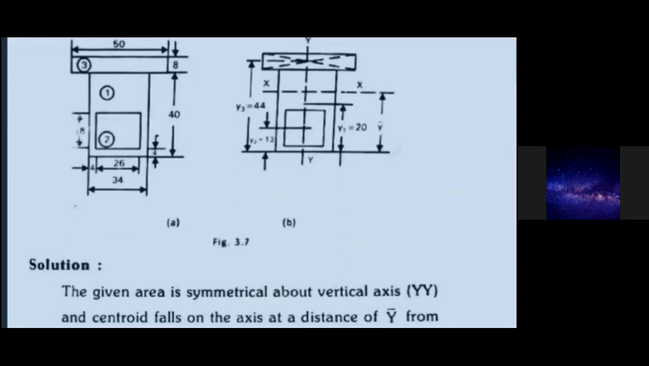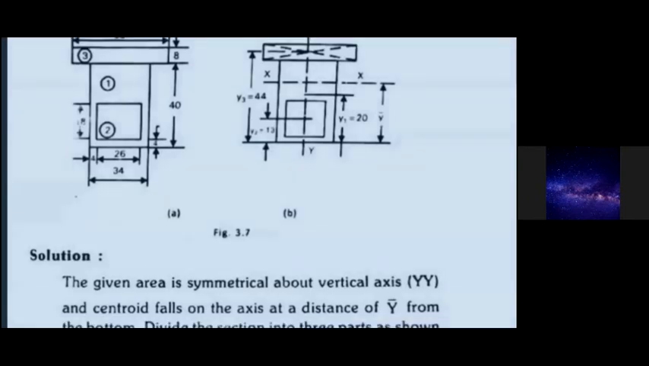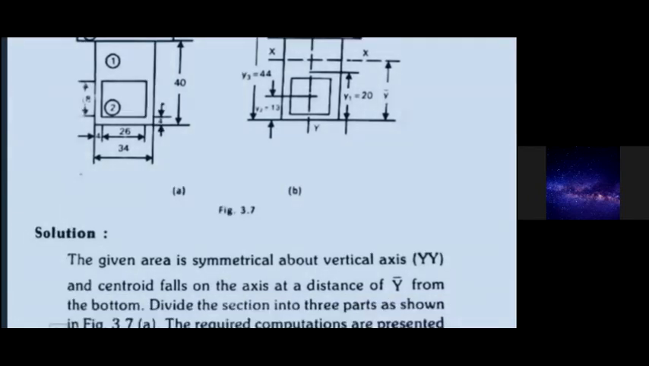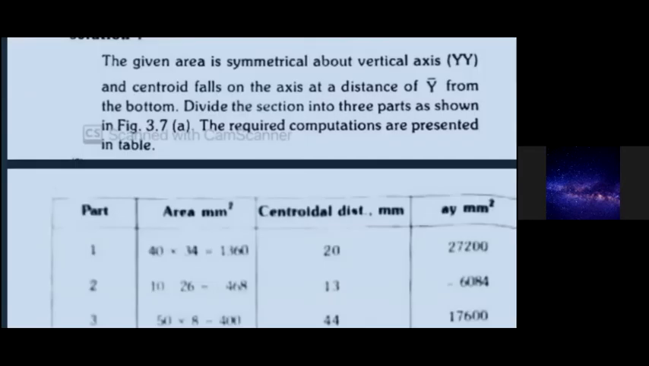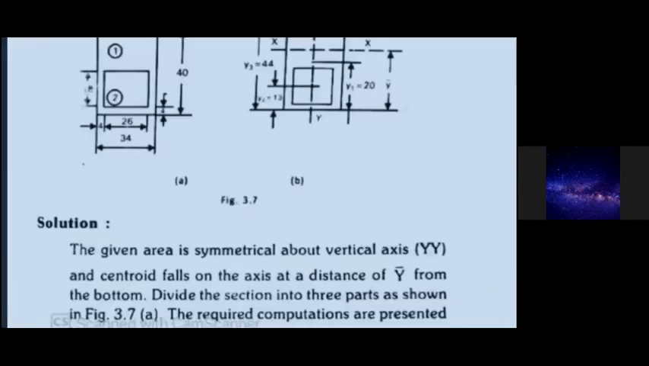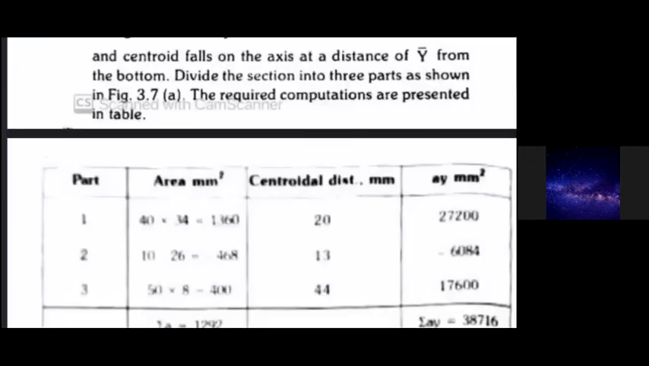And the centroid of part 2. This part 2 is a square. So from bottom it is half of 18, that is 9, plus the distance from the x-axis to the base of this square, which is 4 mm in the figure. So 4 plus 9, 13.